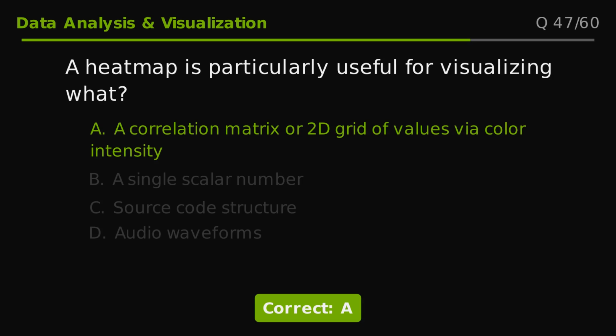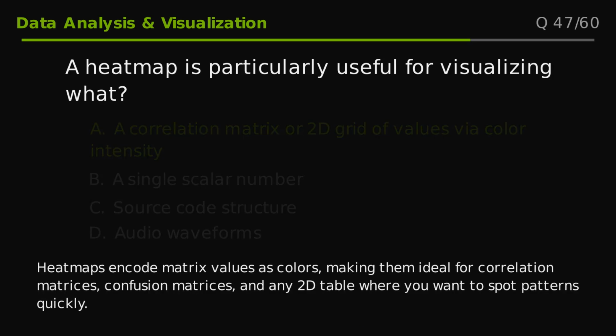The correct answer is A. Heat maps encode matrix values as colors, making them ideal for correlation matrices, confusion matrices, and any 2D table where you want to spot patterns quickly.